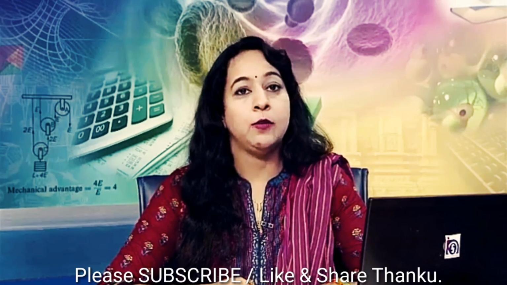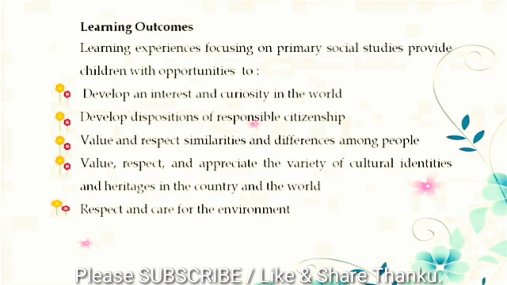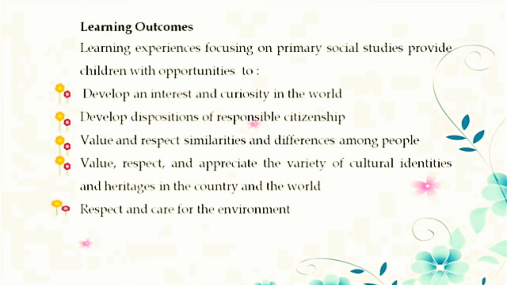Again, when we talk about the learning outcomes of social science, learning experiences focusing on primary social studies provide children with opportunities such as development of interest and curiosity in the world. Child should know what the world is and how it is growing towards the modern era. Develop disposition of responsible citizenship, value and respect similarities and differences among people. Children should value, respect and appreciate the variety of cultural identities and heritages in the country and the world. Children should respect and care for the environment. Thus, we can say the learning experiences in social sciences include all-around development of children.